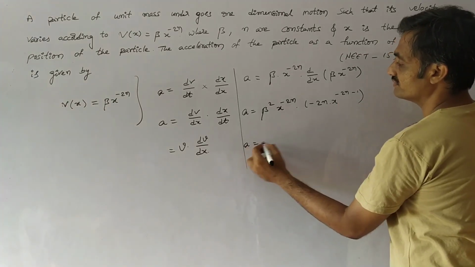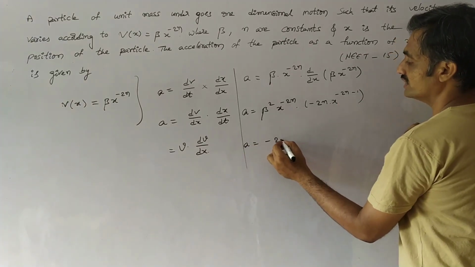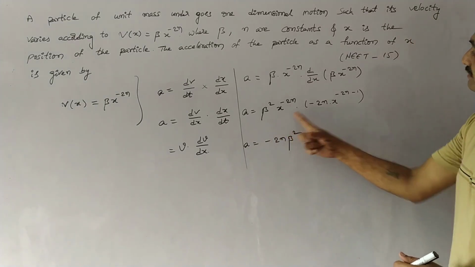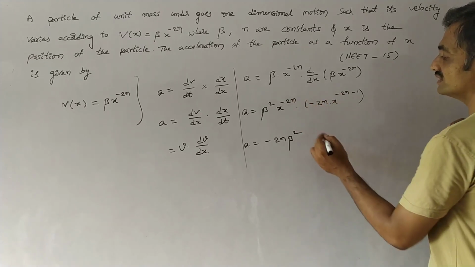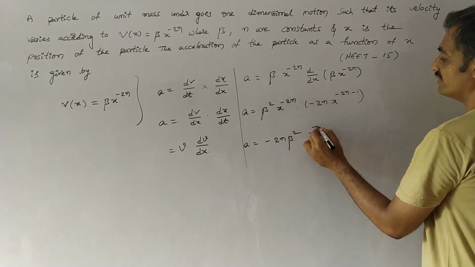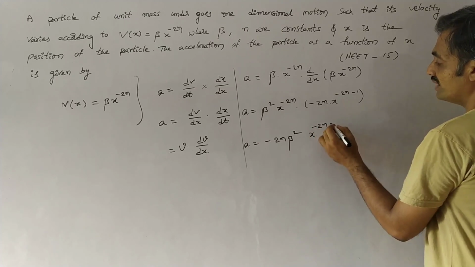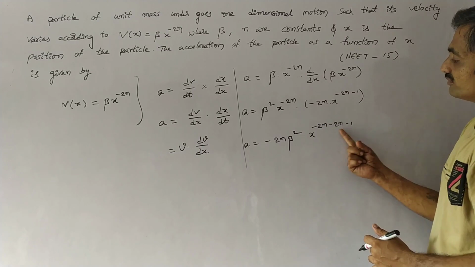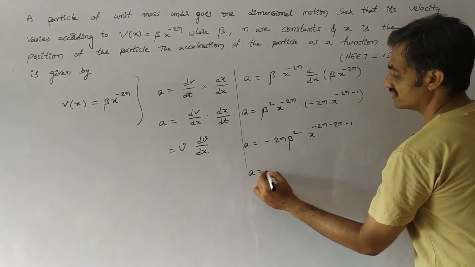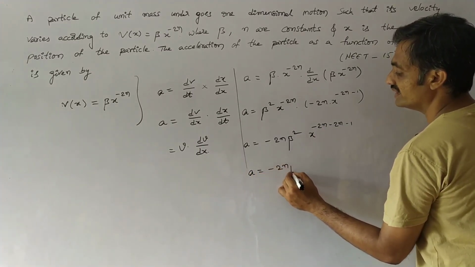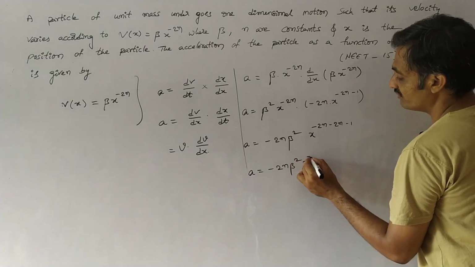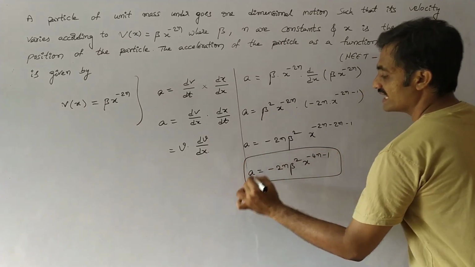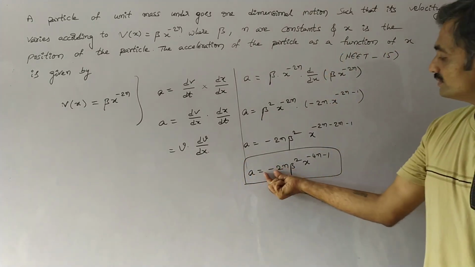If we simplify this equation, we have minus 2n into beta square. Observe that bases are same, so we can add these powers, then we can write it as x to the power of minus 2n minus 2n minus 1. Minus 2n and minus 2n is nothing but minus 4n. So we can write the acceleration as minus 2n beta square into x to the power of minus 4n minus 1. This represents the acceleration as a function of position.